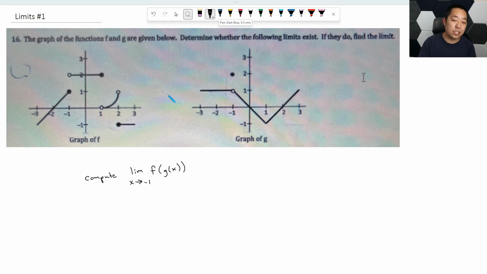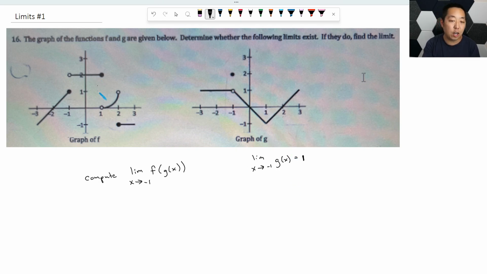So let's take a look at this. This is a really interesting thing, especially when you're first learning about limits. I really like this kind of question. Compute the limit as x approaches -1 of f of g of x. Sometimes it's tricky because the common mistake is to look at the inside first. If I approach -1 of g of x, I'm going to approach 1.